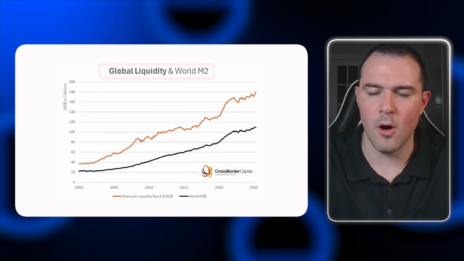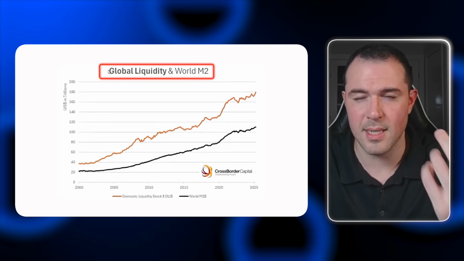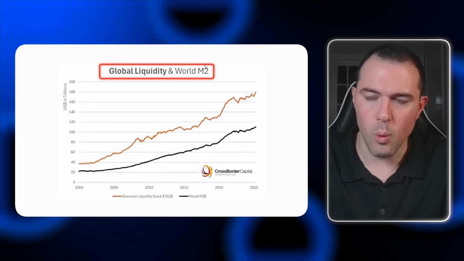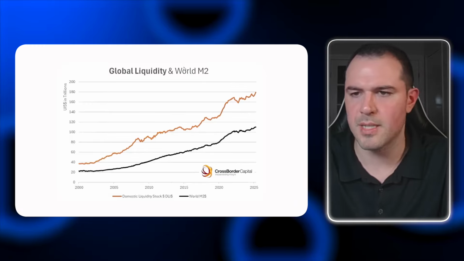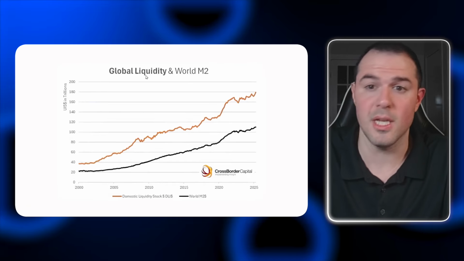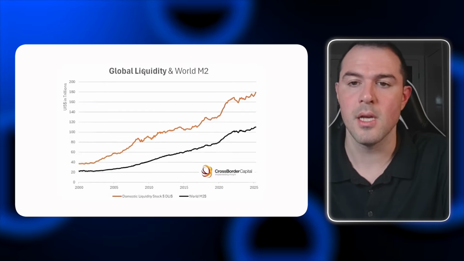Liquidity, though, is different from M2 in that it also accounts for credit. And credit is a big source of liquidity. World M2 does not account for credit. M2 accounts for any number of things. It's not really important to know this either, to be honest, but you can just flex on your friends. And I think that's kind of cool.